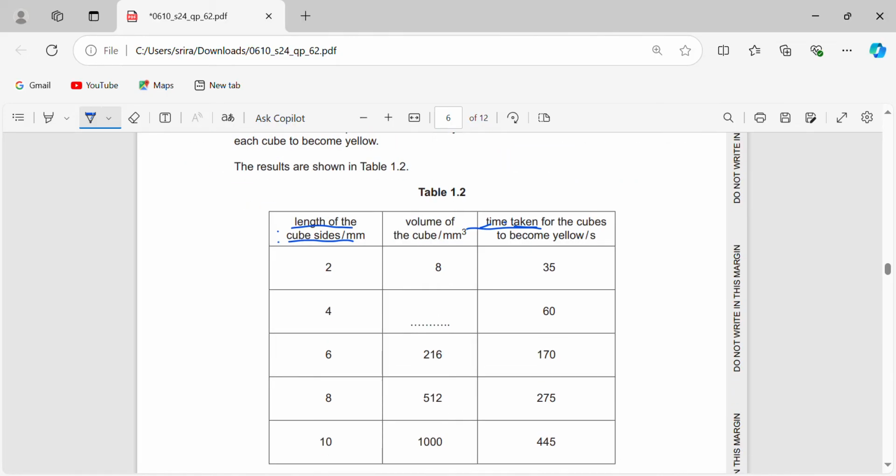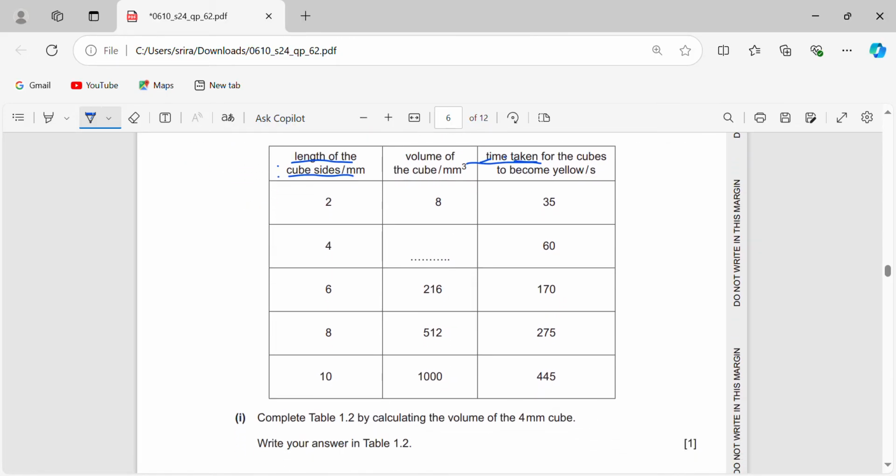So results are shown. Okay, obviously they've left it blank. They want us to solve something there. So complete table 1.2 by calculating the volume of the 4mm cube. So there are two very obvious ways. A, you might already know the volume of the cube because of math. It's just a cubed, a being the length of the side. So this is going to be 4 cubed, which is 64. Or you can see very obviously, if you blanked out, the unit for length is millimeter, but the volume is millimeter cubed, and they haven't given any other side, so it's just going to be the same thing cubed. So from that itself, I can tell that this is just 4 cubed, which is 64. Let me just write that.